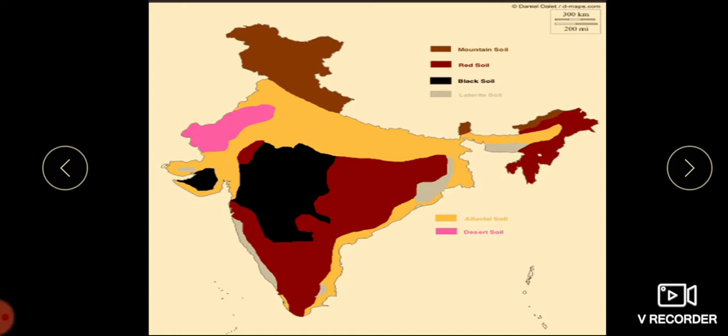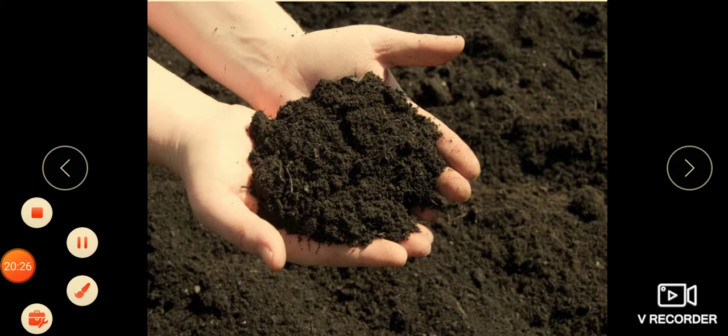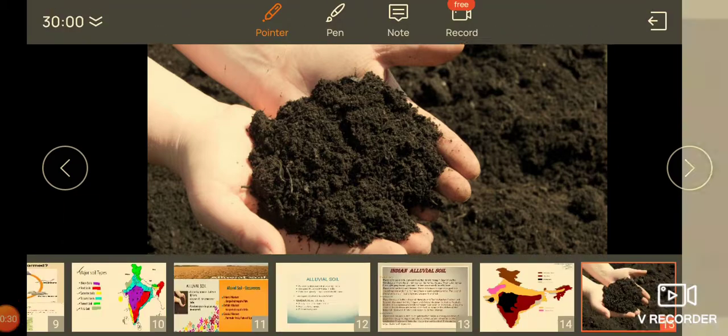We can see here the different types of soil. These are the mountainous soils where we see the mountains, this is the red soil where we find, this is the black soil, and this is the laterite soil. You can see here. Now, can you tell what is the color of this? Yes, it is the black soil. Now, let us study about the black soil, children.